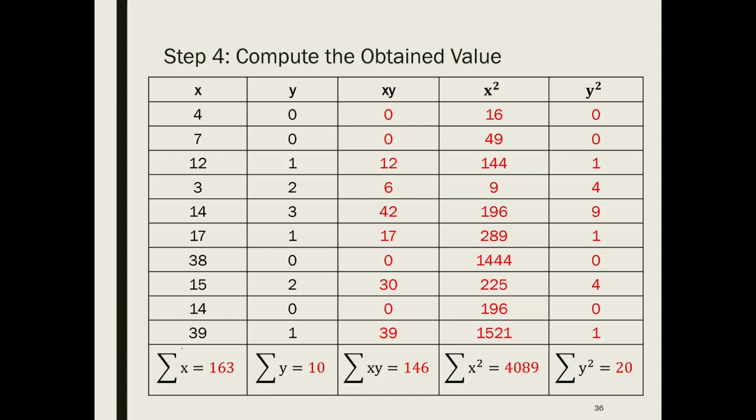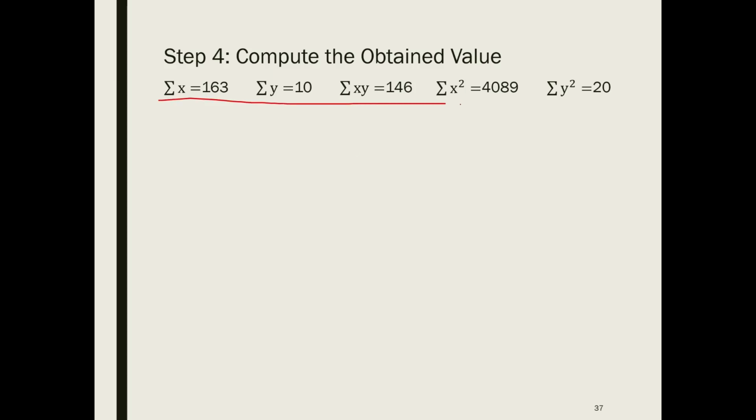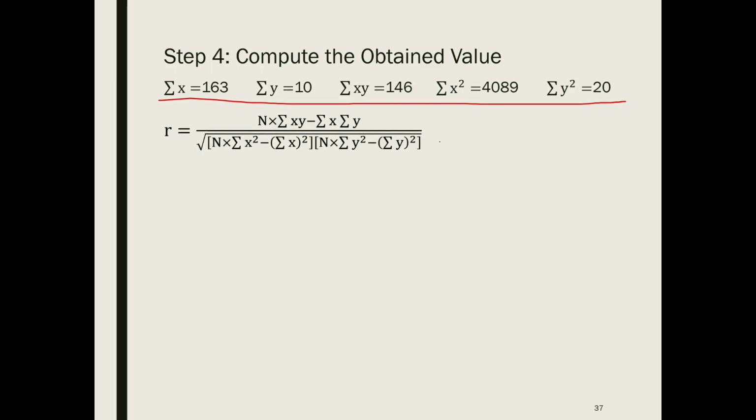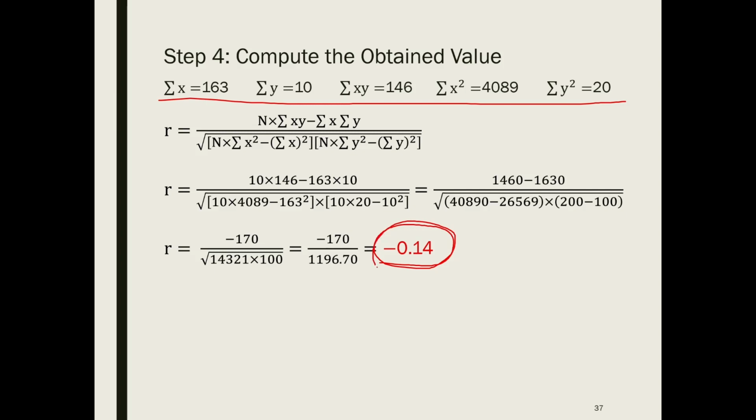Okay, again, the most important thing is something in the bottom right. These 5 numbers are the ones we are going to use in the formula: the sum of x, the sum of y, the sum of x multiplied by y, the sum of x squared, the sum of y squared, and this is the r formula. One more time, carefully replace all the letters and symbols with numbers, and carefully use your calculator to calculate this r. So eventually the r, the coefficient we get, is negative 0.14.